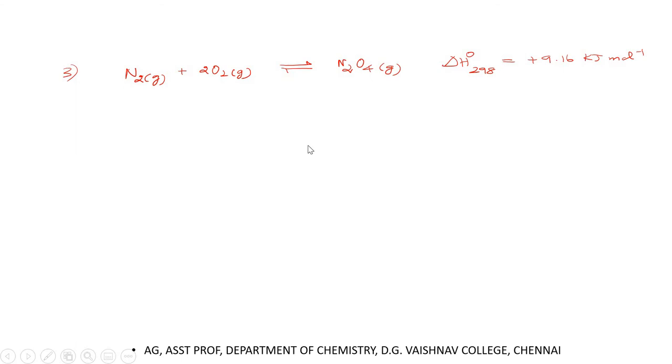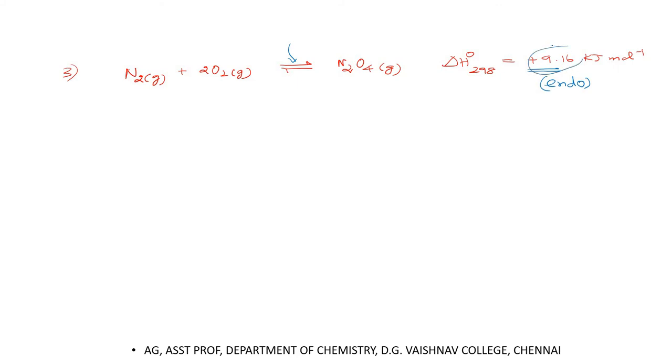Then one more example. See here, nitrogen combined with oxygen forms N2O4. This reaction is an endothermic reaction. See the sign? We know very well, if delta H naught is positive, it is endo. The overall reaction is endo. Not only that, it directly gives you the nature of the forward reaction.